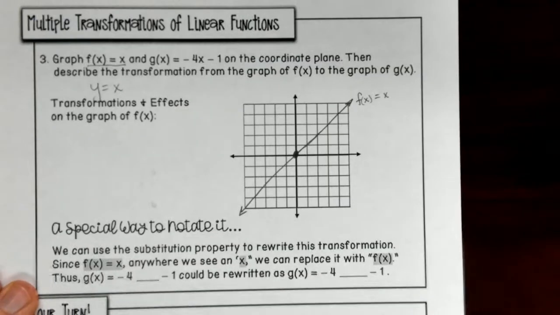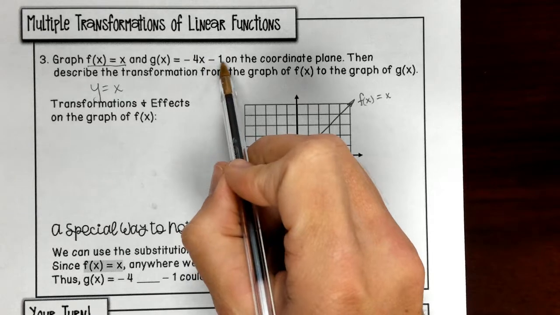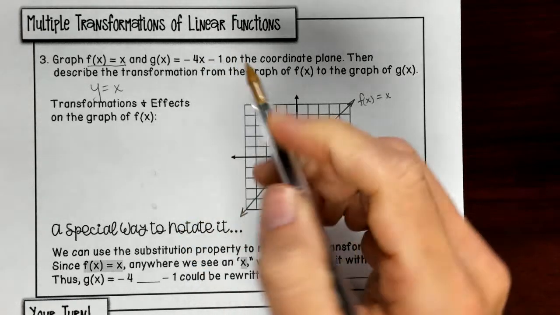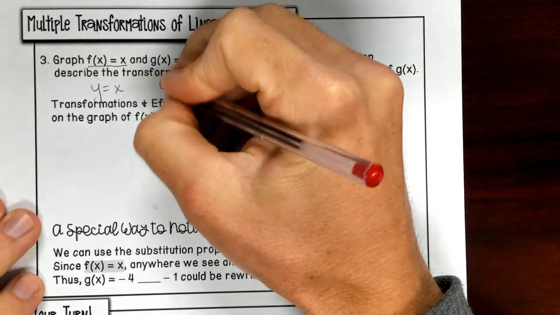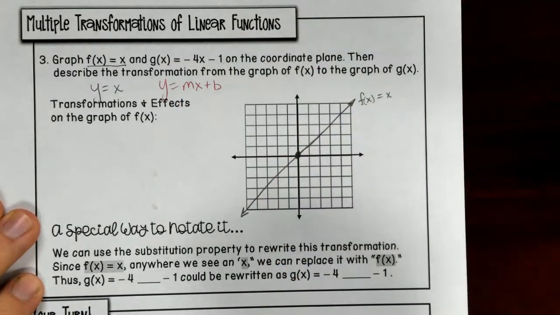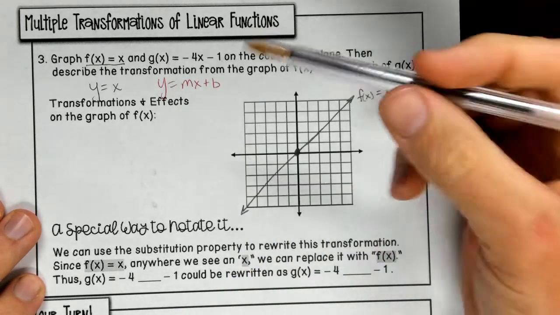So there's my parent function. Okay, now we want to graph the function g of x equals negative 4x minus 1. Okay, so Michael, help me out. This is in y equals mx plus b form. It's in my slope-intercept form. So I want to know, what is the y-intercept? What is b?